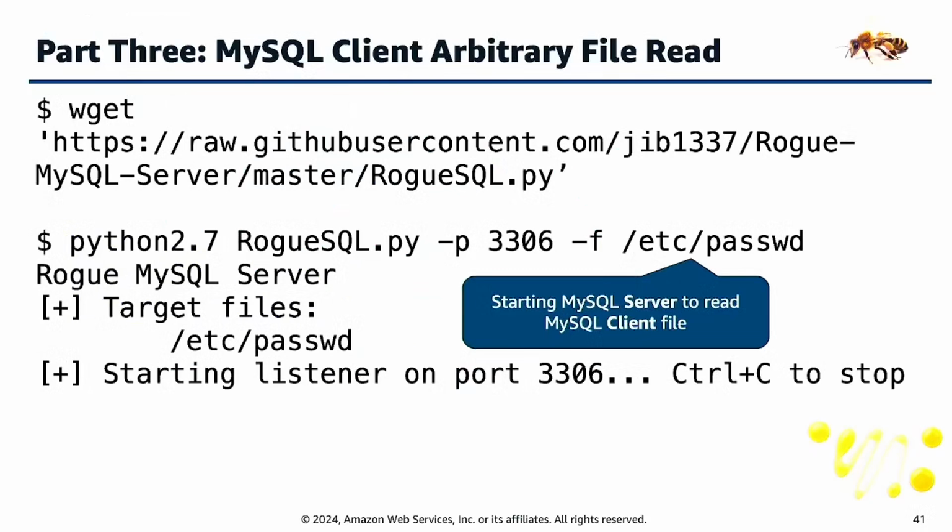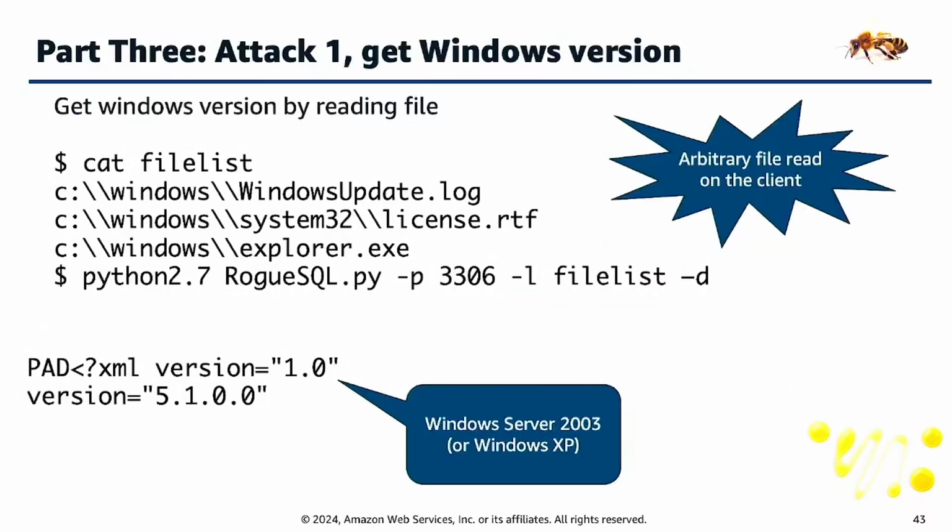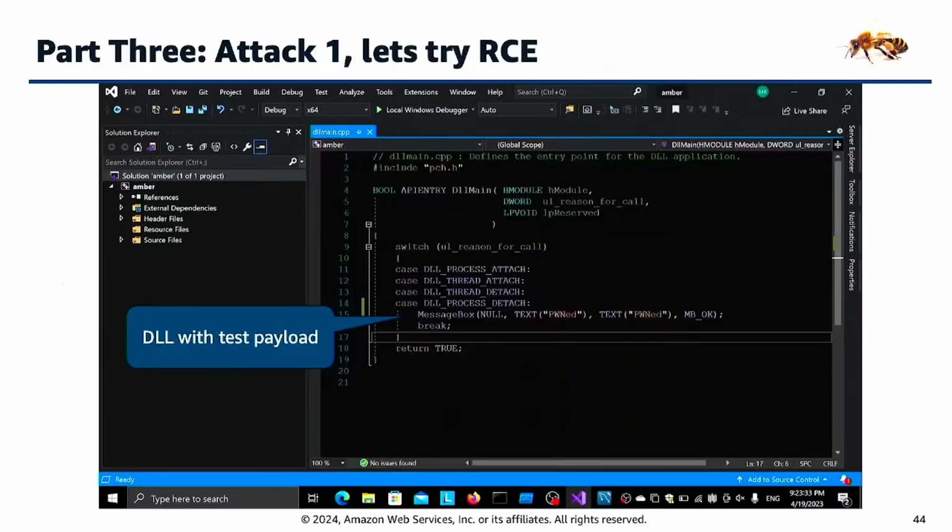So let's start with the arbitrary file read. Our first interest was what version of Windows they're using. And there are multiple files that you can download from Windows. You can download Windows Update, basically to see what version it is. And we quickly realized this is Windows Server 2003 or Windows XP, which is really, really old. That explains why they're using that version of MySQL client. So now with that, our next goal would be to try a remote code execution.